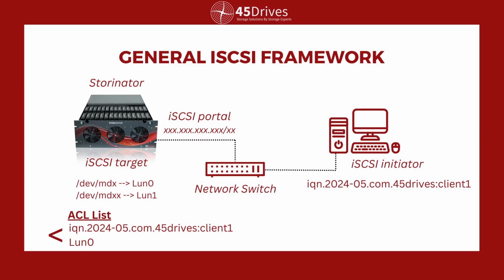So let's just recap. The initiator is essentially a client. The target is the server. The portals are the IP addresses, the LUNs are the disks, and the ACLs are essentially where you put your initiators, your clients, and it tells you which clients can access which LUNs. So that's the whole thing.